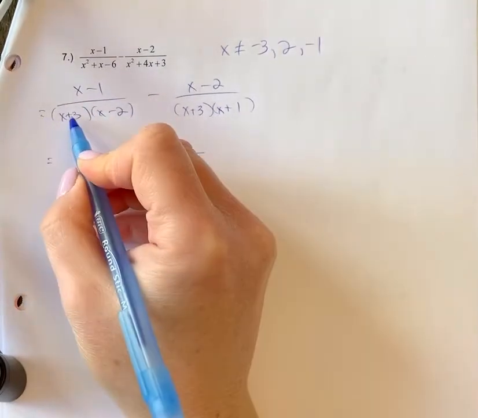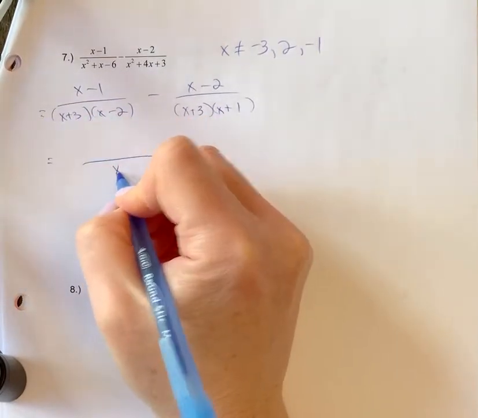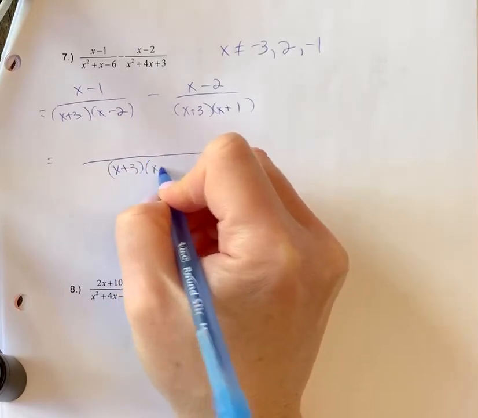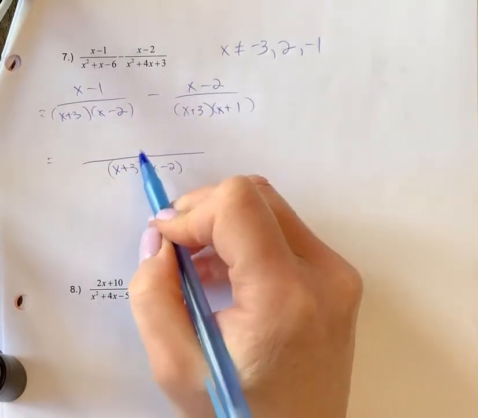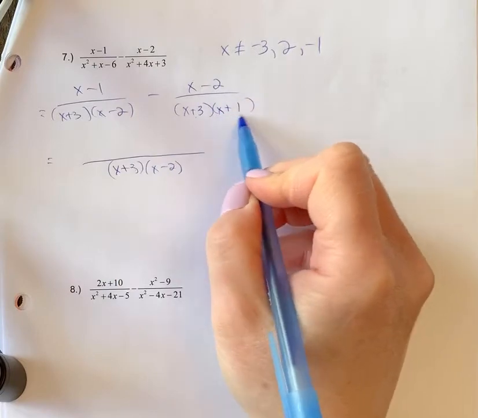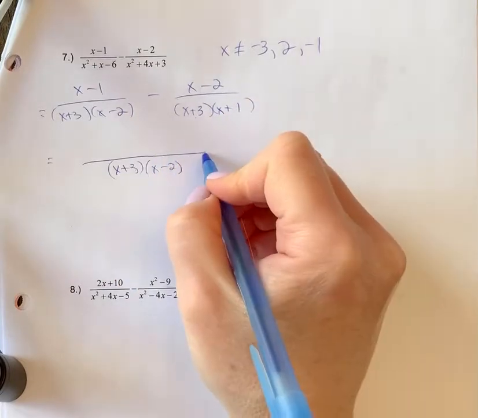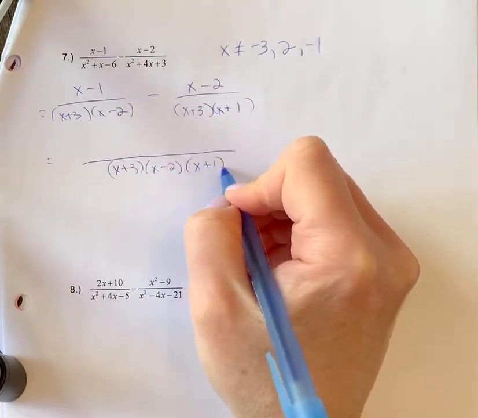So in my denominator, I need to have the x plus 3 and the x minus 2. So we're going to put that there in the denominator. I already have x plus 3 once, so I just need it once. Here I have x plus 1. That's not in here yet. I need to include that as well.